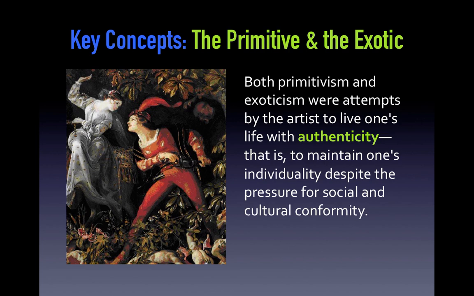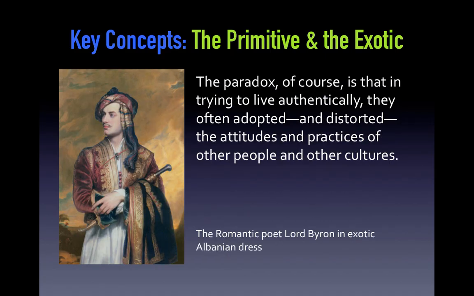Both primitivism and exoticism were attempts by the artist to live one's life with authenticity, that is, to maintain one's individuality despite the pressure for social and cultural conformity. The paradox, of course, is that in trying to live authentically, they often adopted and distorted the attitudes and practices of other people and other cultures.